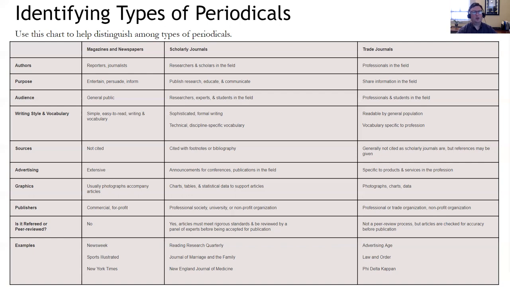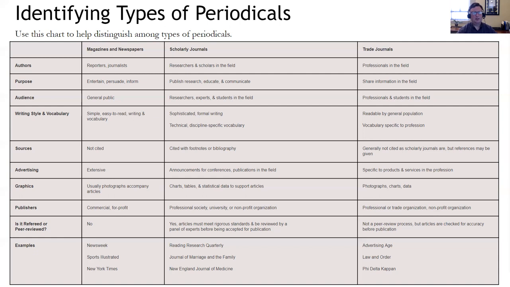And then a scholarly journal is also, the sources are always going to be cited. There's always going to be footnotes and there's always going to be a bibliography. Sometimes a magazine or a newspaper may have some citations, but not always. Scholarly journals also almost never have advertising other than maybe an announcement for a conference or other publications. And then graphics, you will see tables, graphs, statistical information presented. Again, you may see that in a magazine or a newspaper, but not as likely. And then publishers of scholarly journals are usually going to be professional organizations, universities, nonprofit organizations, things like that.